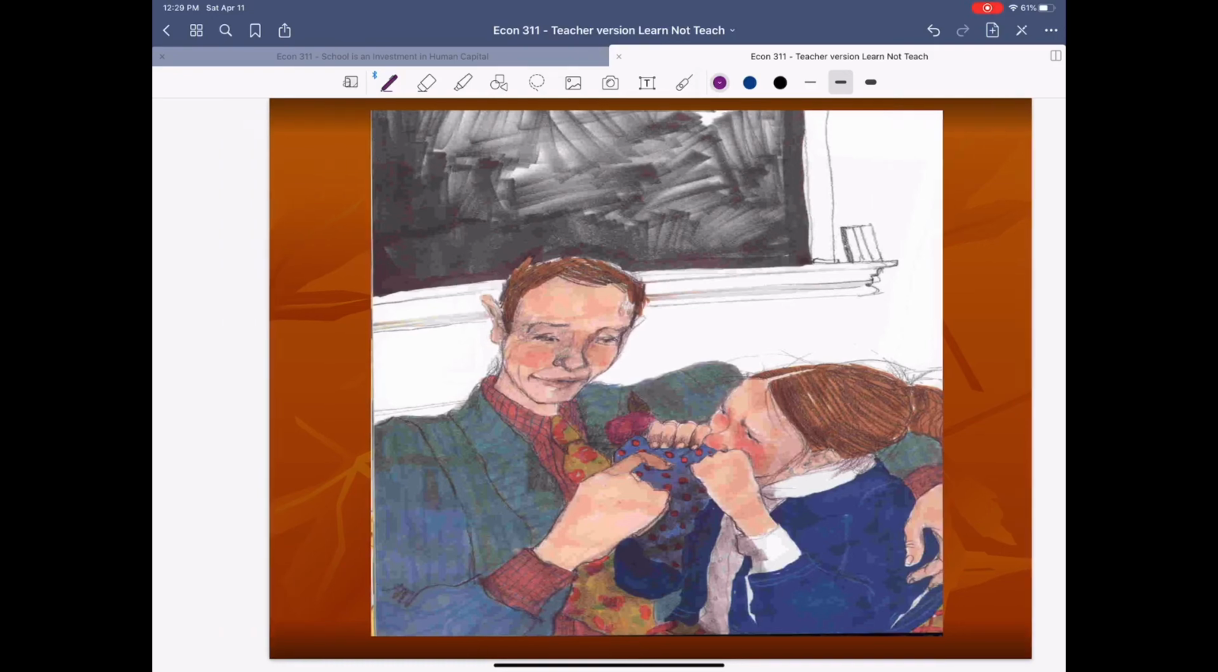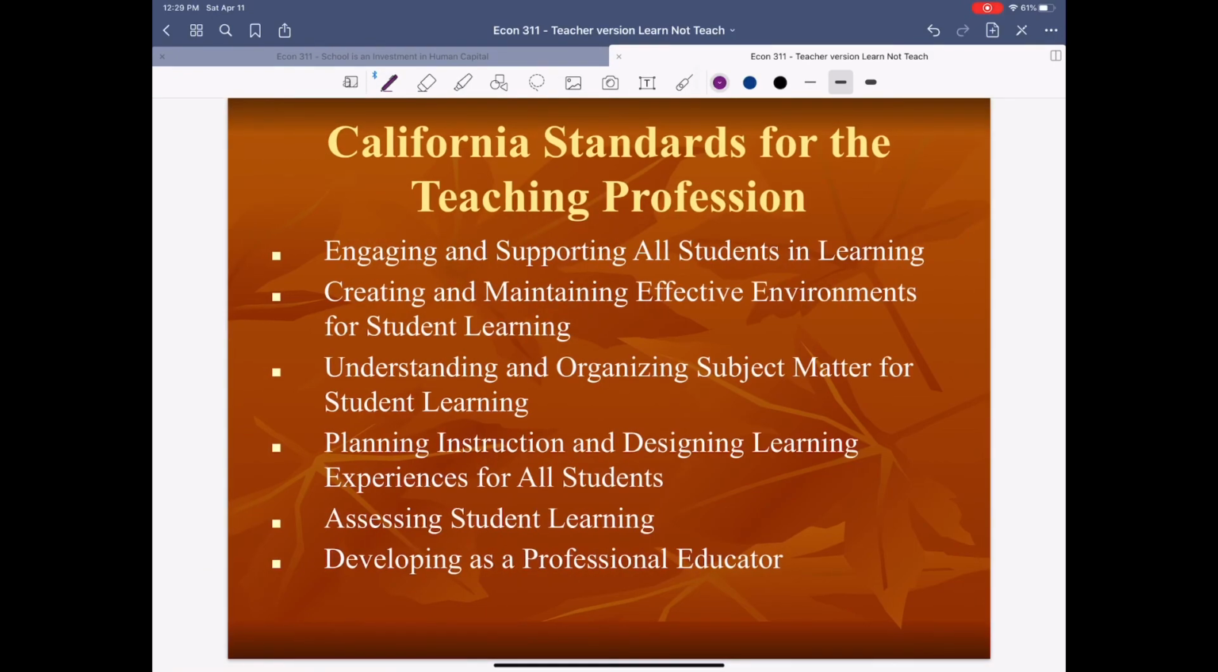And then finally, we're going to tie this into the California standards for the teaching profession. So don't confuse this with the state standards for content. That is different. The California standards for the teaching profession are something that you are going to have to adhere to. You will be asked at the beginning of each school year to set goals for yourself within these standards and to acknowledge the different levels at which you are expected to grow as a professional.